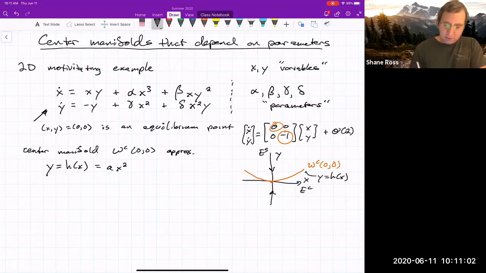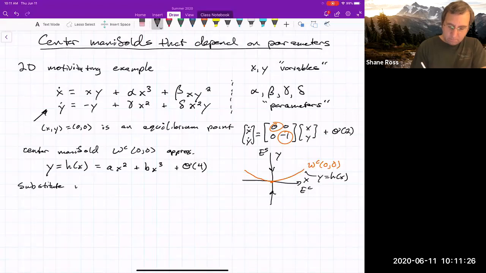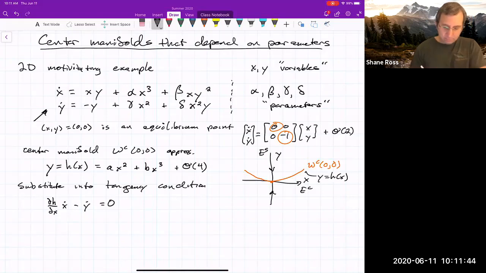There's no linear term, there's no constant term. The first term is quadratic, just like last time. And then b x cubed. And then let's just go up to, we'll only approximate it to third order explicitly. Then we substitute this expression for h into the tangency condition, which in this case will be partial h, partial x, x dot minus y dot equals 0, where we then substitute in x dot and y dot from the ODE up here.